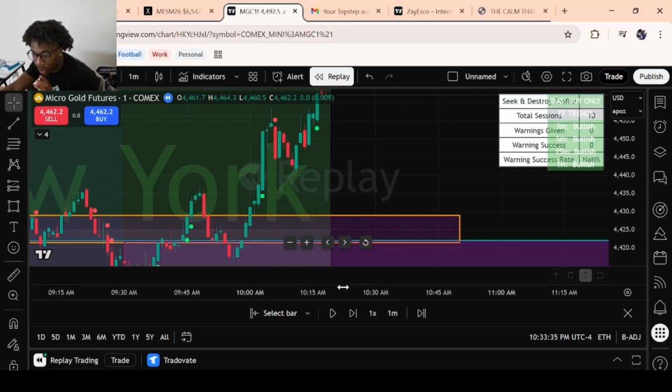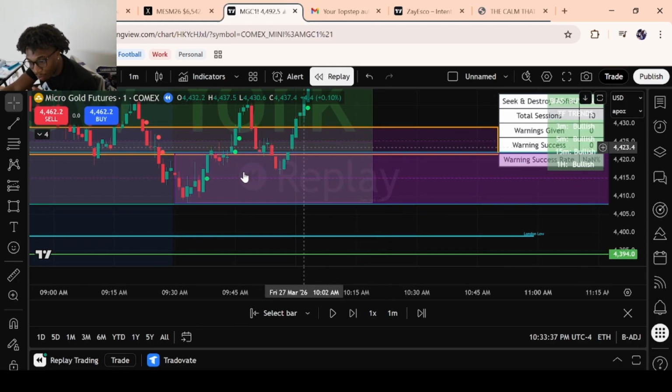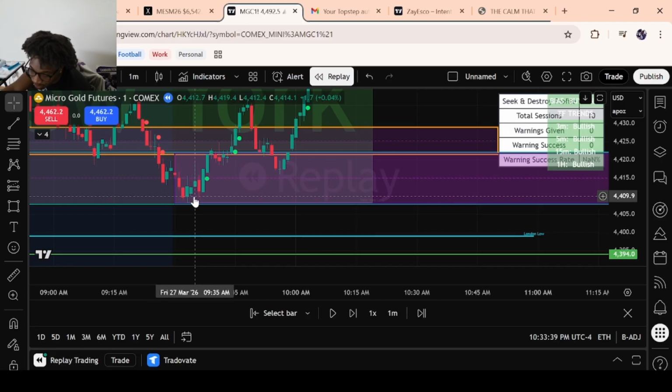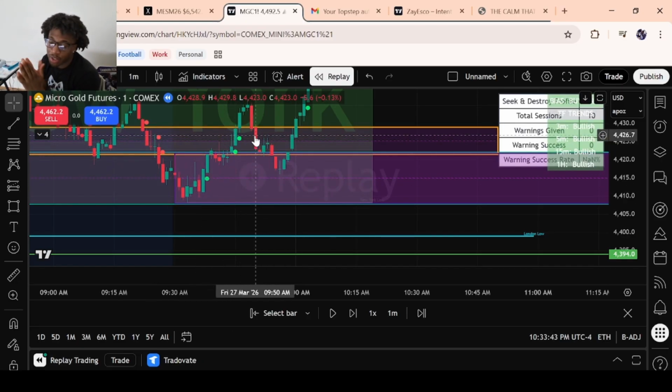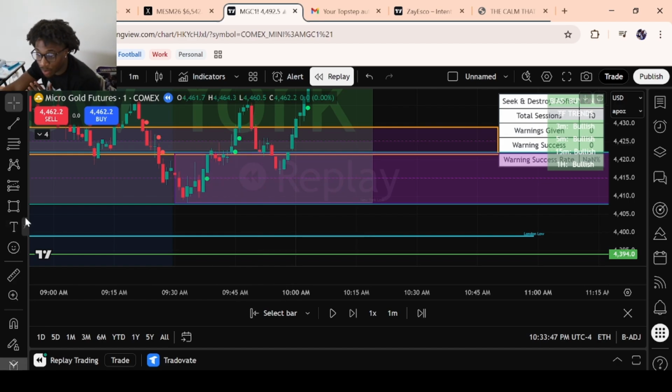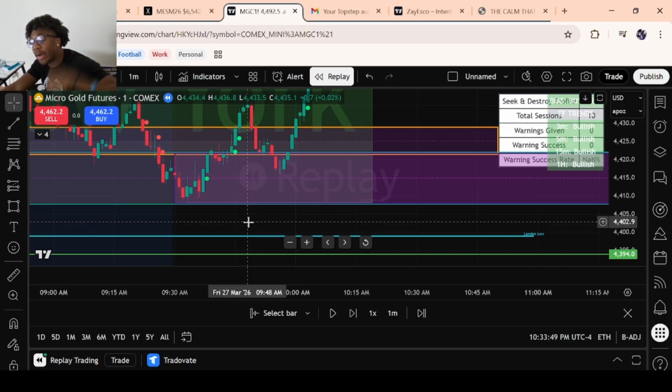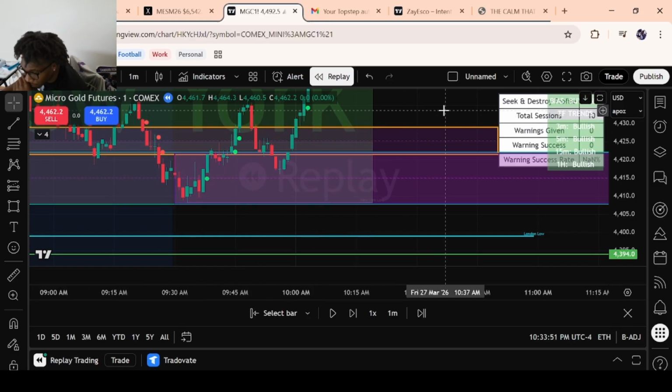Oh, also, key note. When the market breaks, so this is my range. When the market breaks bullish, which is going up, when it breaks the range, you're only looking for bullish trades. You're only looking for the market to go up, right? If it breaks bearish, let's say if this was going down here, you're looking for bearish trades. You're looking for the market to go down, right?